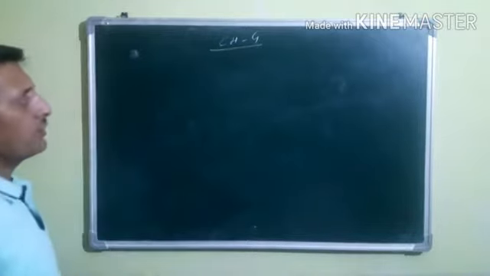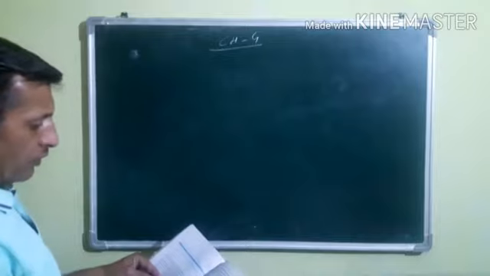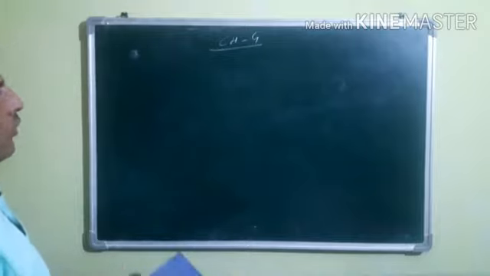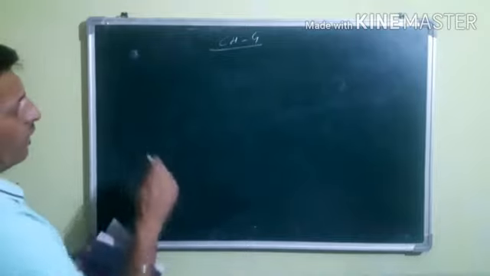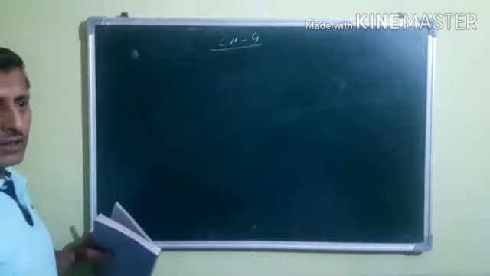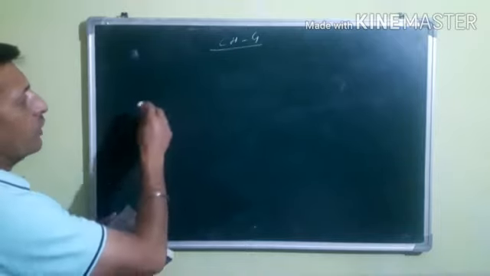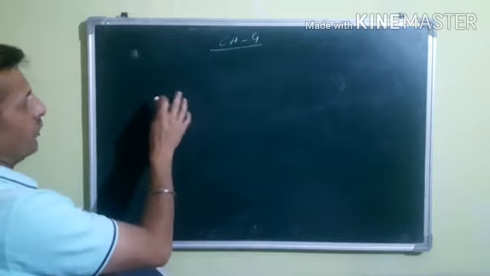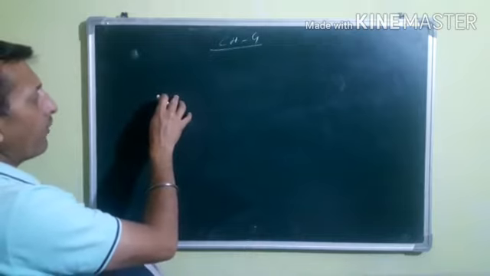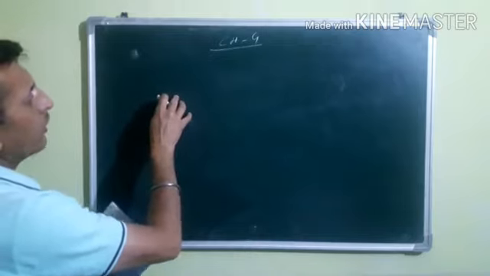Now see, today I want to discuss chapter number 4, that is linear equations in two variables. This is your revision work. First of all, I want to introduce what a linear equation is. An equation which involves power 1 is called a linear equation.